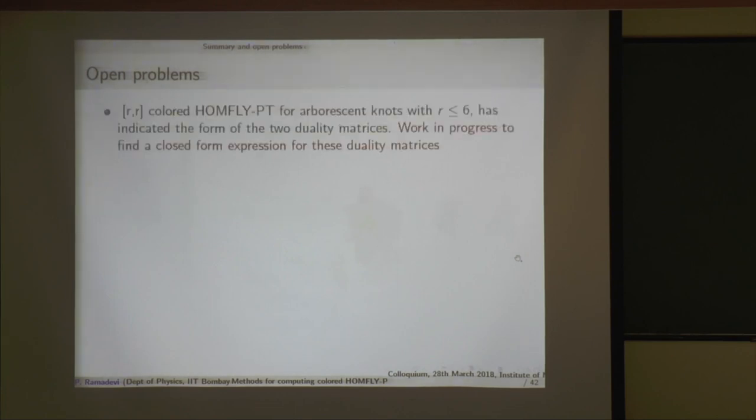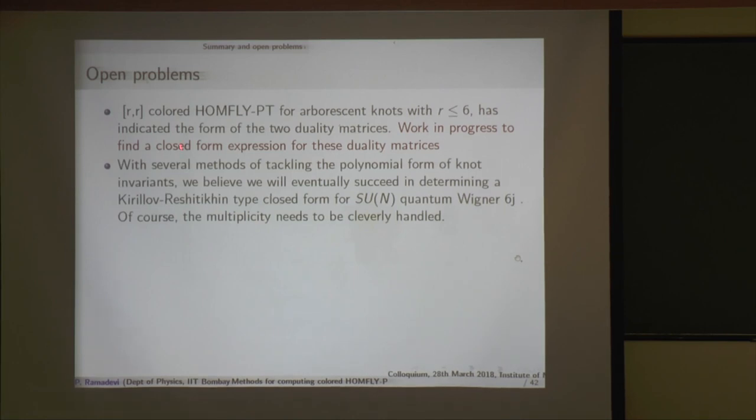Okay, the open problems. These are rectangular boxes. If you take the tensor product of rectangular boxes like 2, 2 and so on, it's still multiplicity free. And there is still data on this for, I think, up to 6 × 6 boxes, the invariants. Just like we did for the twist knot, I was hoping that with that data we will be able to write at least the Kirillov-Reshetikhin formula for these representations, because this is also multiplicity free. We are trying hard to find a closed form expression. If that happens, there will be additional data for these rectangular boxes.